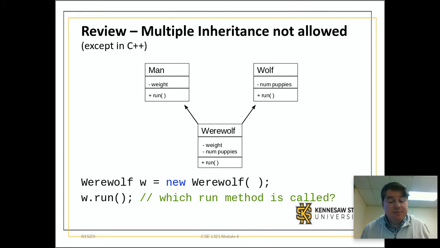We mentioned that C++ has the concept of being able to inherit from two different parents. And so you could have a man and you could have a wolf and you might need to have a werewolf. And we said at the time, neither C Sharp nor Java has the ability to do this. But there are times you might want to be able to do this.